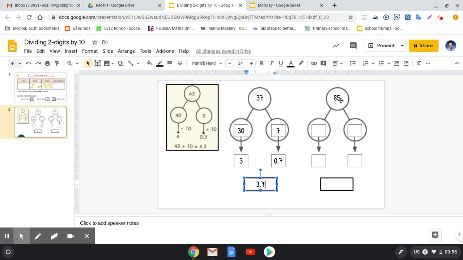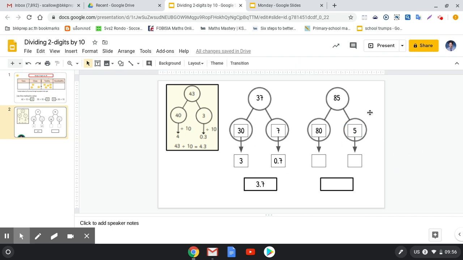Let's have a look at 85. Again, I'm going to partition first, so I can break it into an 80 first, and then into a 5. So these are the two parts that make the whole. So now I can divide each part separately. So 80 divided by 10, well, I'm getting quite fast at this now, so I know that is 8.